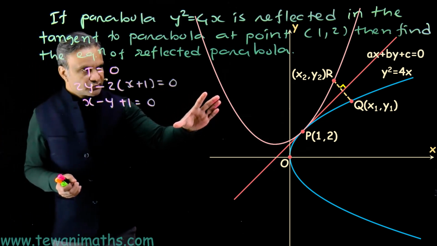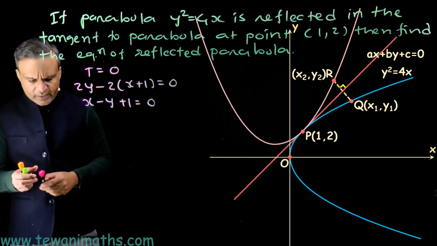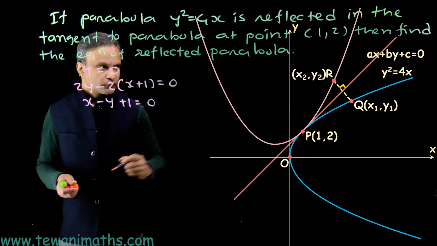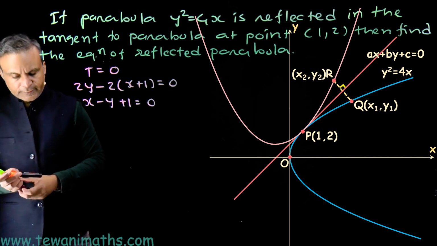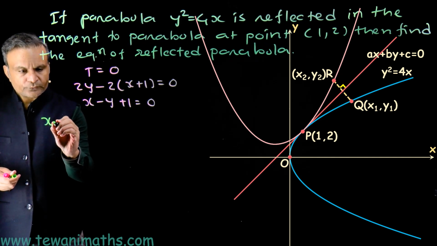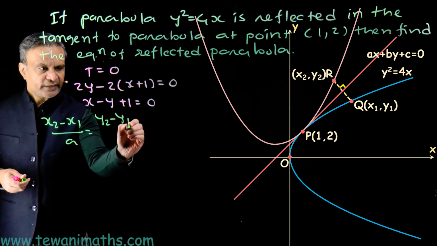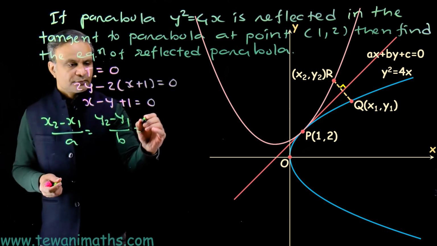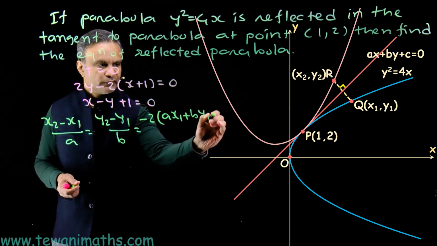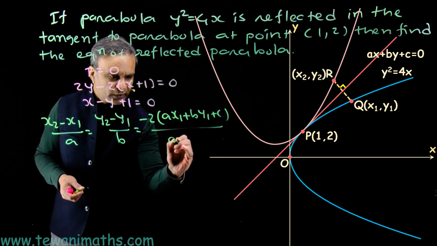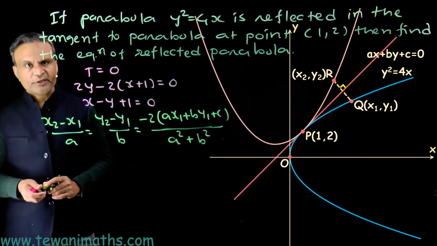Suppose equation of the straight line is ax plus by plus c is equal to 0. Then we have one formula relating coordinates of these two points Q and R, that is (x2 minus x1) over a is equal to (y2 minus y1) over b is equal to minus 2 multiplied by (ax1 plus by1 plus c) over (a square plus b square). We have this formula.